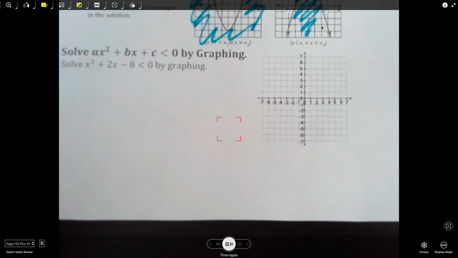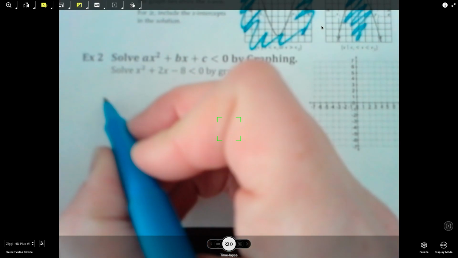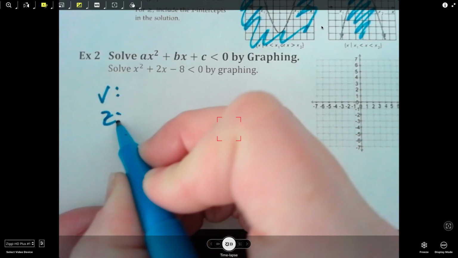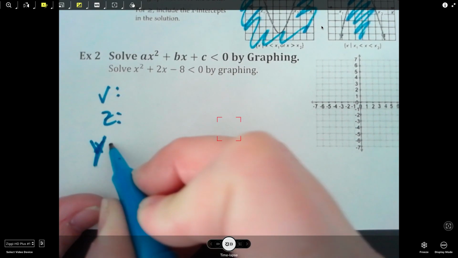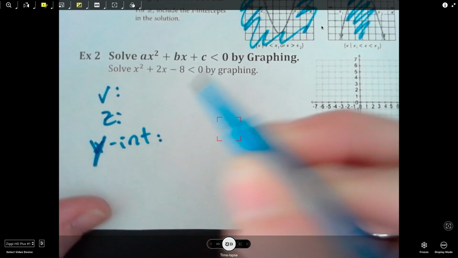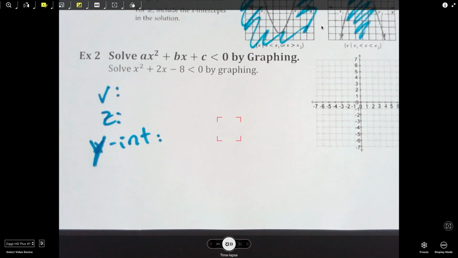Example 2, solve by graphing. They want us to graph this thing. Again, we're going to start with the vertex. We're going to do the zeros. And we're going to do the y-intercept. Vertex, zeros, y-intercept, okay? Now, negative b over 2a is the zero formula.